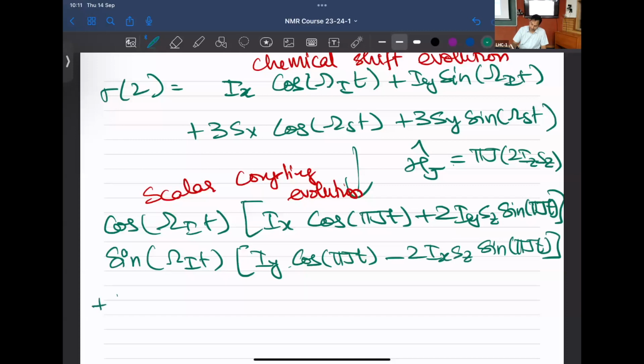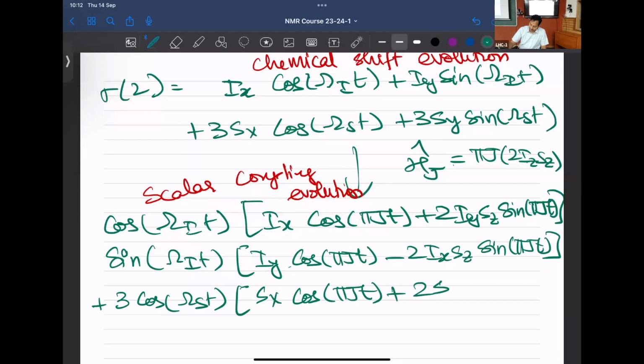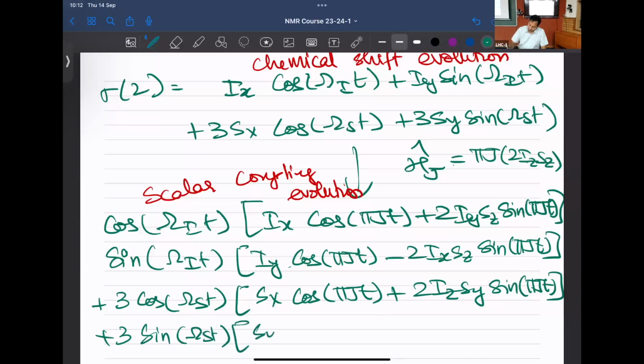plus 3 cos omega S t Sx cos pi J t plus 2 Sy Iz, so Iz Sy sin pi J t. Always keep the order while writing, always keep it as is. Don't change it, it might confuse you as you go forward. Plus 3 sin omega S t times Sy cos pi J t minus 2 Iz Sx sin pi J t.